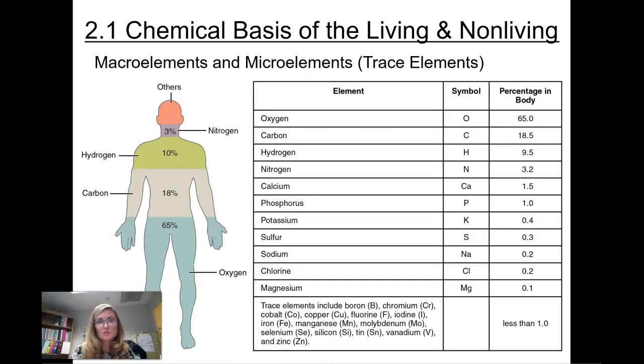So here it gives you a visual of these macro and micro elements. The micro, remember, is going to be your trace elements. So it shows oxygen is going to be the largest component. You can see by looking at the visual picture, it's in kind of a greenish color. That's going to be about 65% of the body. Next, it's going to be followed by carbon, which is about 18.5% of the body. That is in gray. Followed by hydrogen, which is 9.5% of the body, around 10. You see that in green. Then next you have your nitrogen, which is going to be 3.2% of the body, and then the others. So that's going to be the rest of the elements that you see here.